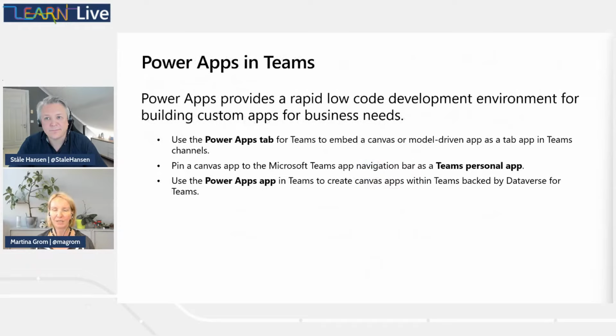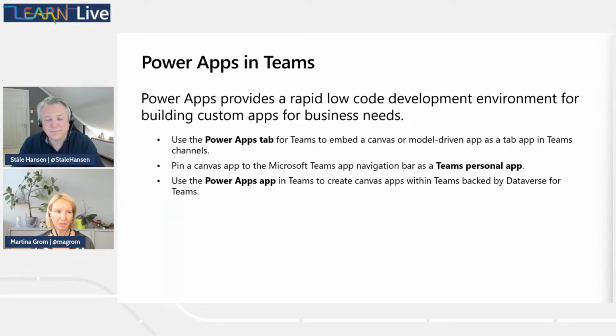And to give you some examples of what a Power App in Microsoft Teams can do, you can use the Power Apps tab for Microsoft Teams to embed a Canvas or model-driven app as a tab in a team channel. So directly your users can go to that app, provide the data, and go from there. You can also pin a Canvas app to the Microsoft Teams app navigation bar, which you find on the left in your Teams client as a Teams personal app. And you can also use Power Apps in Teams to create Canvas apps within Teams backed by Dataverse for Teams.